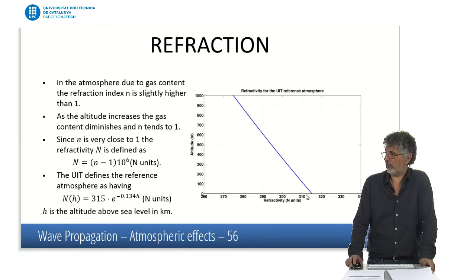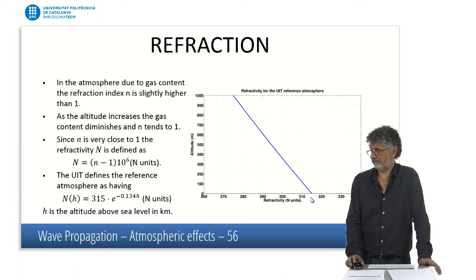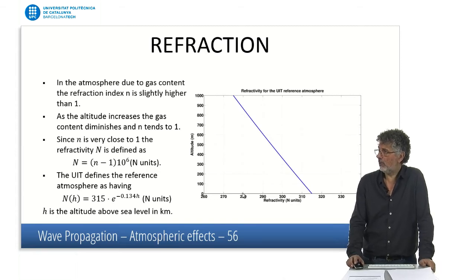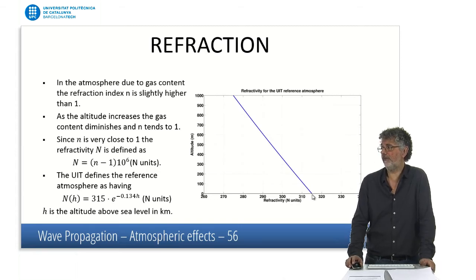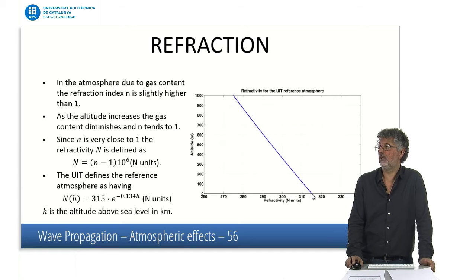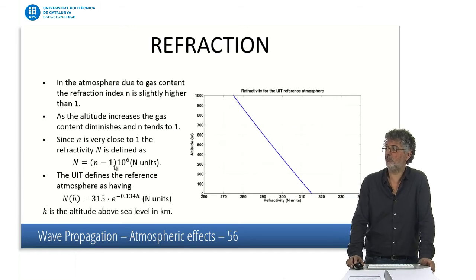So if we plot that refractivity as a function of the height, what we observe is that at ground level we have a value of 350. Remember that this is obtained as (n minus 1) times 10 to the 6, so it's very close. Actually, n is very close to 1, but not exactly 1. And as we increase the height, that refractivity diminishes.